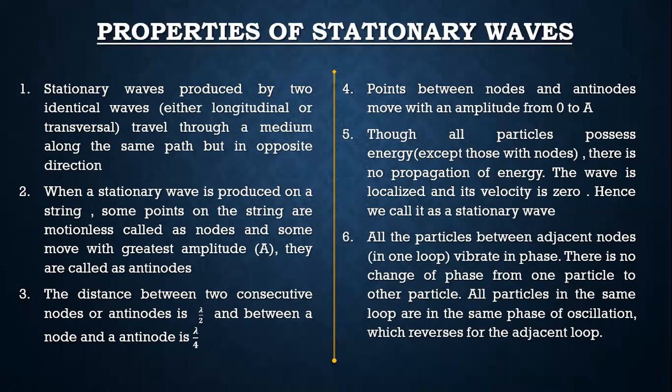All the particles between adjacent nodes, meaning particles in a loop, vibrate in the same phase, meaning in a loop all the particles have the same state of vibration. There is no change of phase from one particle to another particle. But when we talk about the adjacent loop, particles have opposite phase as compared to the neighboring loop.